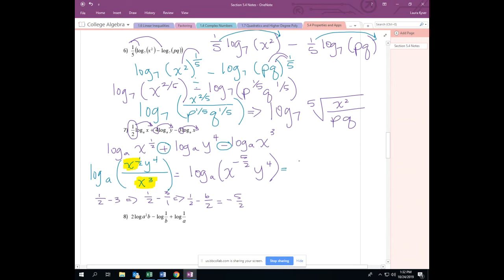But there's a quick fix for negative exponents, and that's just to send them to the opposite side of a fraction bar. So if I take this entire x piece and put it down to the bottom, it's going to simplify this thing and make it a positive exponent. Y to the 4th over x to the 5 halves.